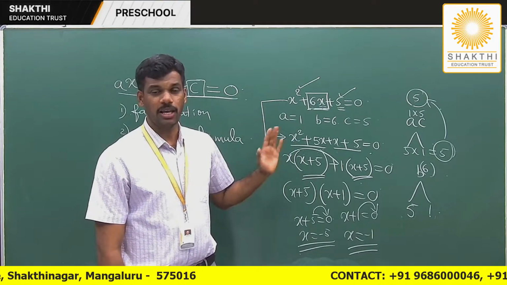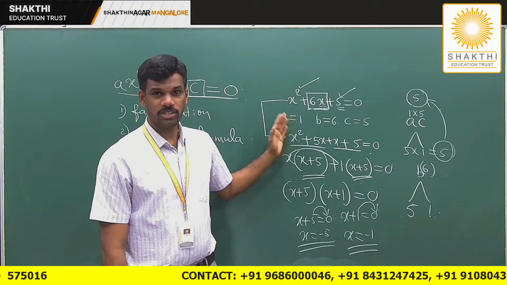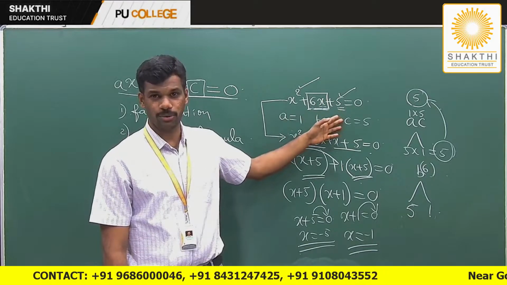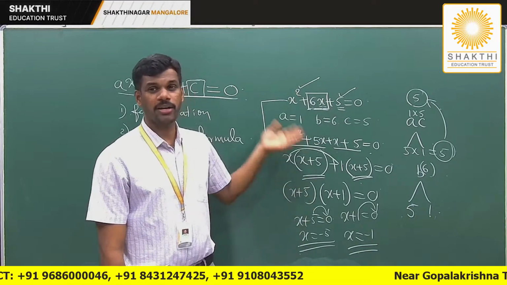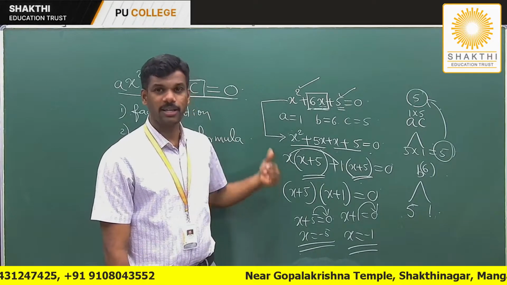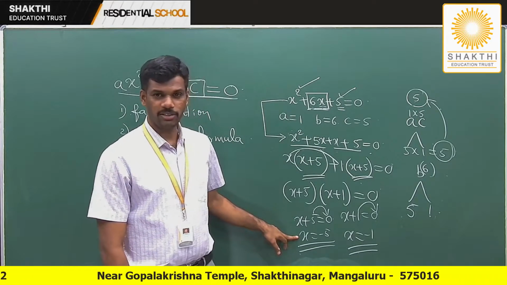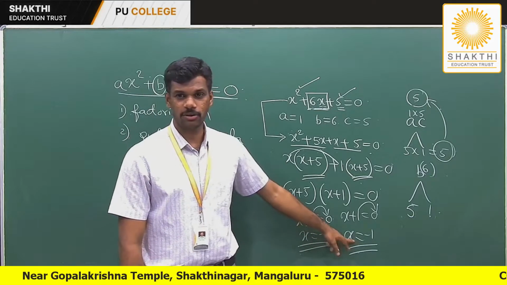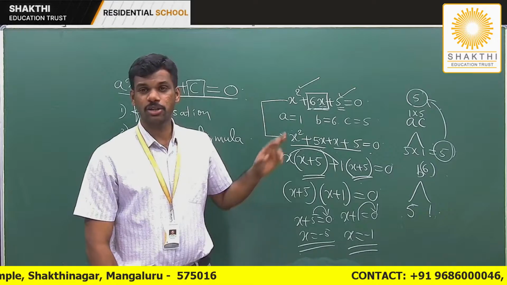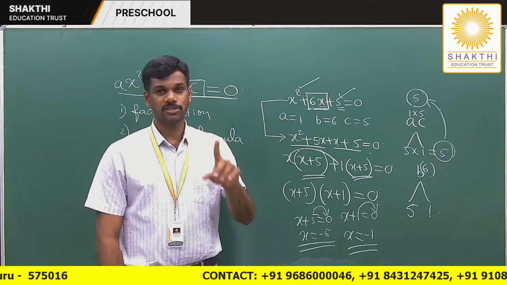And I say, by learning factorization, again I'll take the same problem, x squared plus 6x plus 5 is equal to 0. I'll solve this by the quadratic formula method. Once I solve it by the quadratic formula method, remember the formula has to give you the answer x is equal to minus 5 and x is equal to minus 1. In both cases, you have to get the same answer. Either you do it by factorization method or by quadratic formula method, the answer should be the same.